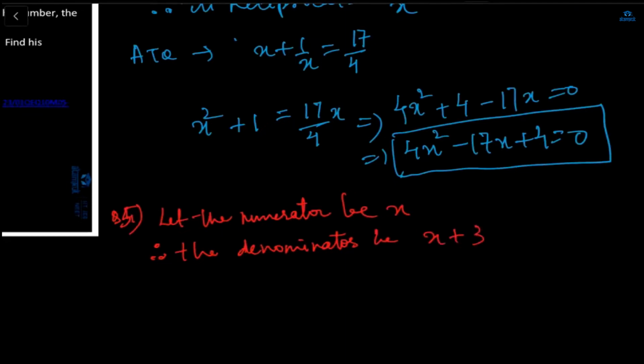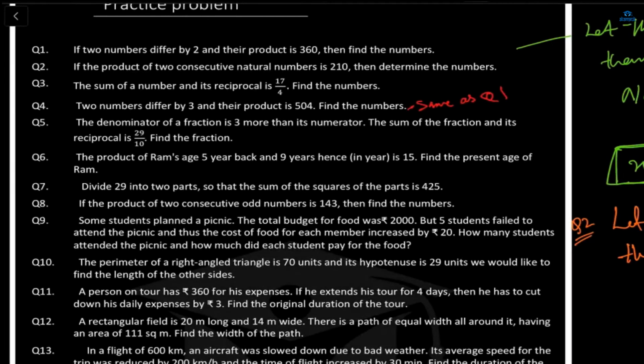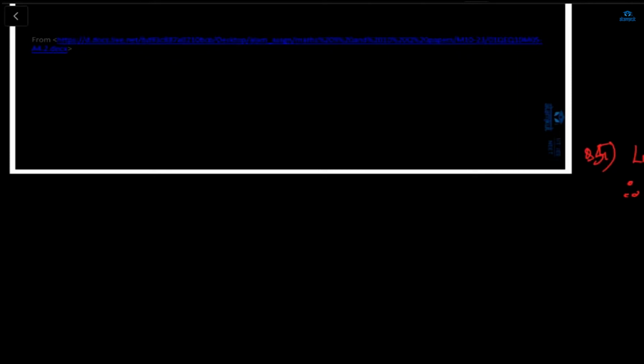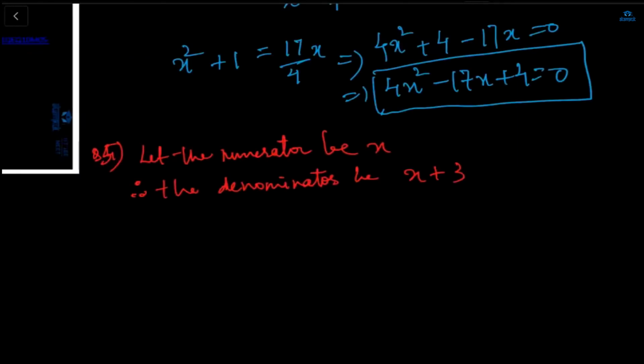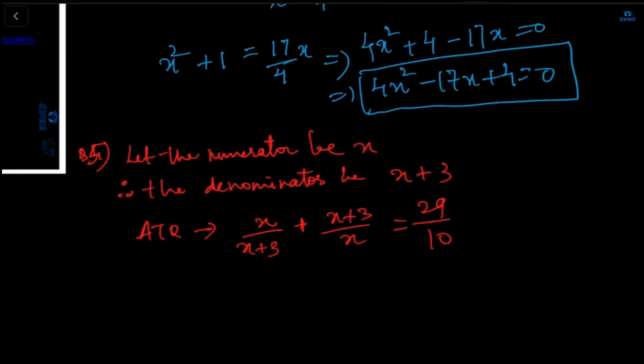Now, according to the question, the sum of the fraction and its reciprocal is 29 by 10. So, according to the question, what will you get? x is the numerator and x plus 3 is the denominator, summed with its reciprocal, and the value is 29 by 10.